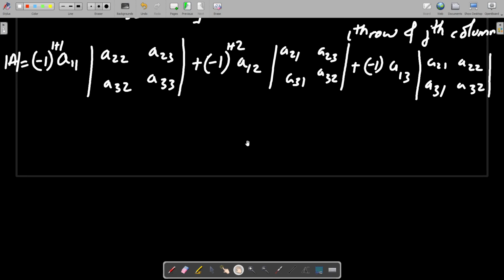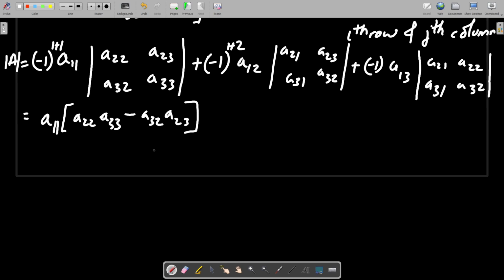Come, let us simplify this now. Minus 1 to the power 1 plus 1. So this is minus 1 the whole square, which will become plus 1. Okay, minus 1 the whole square is plus 1. So A11. This determinant I'll calculate. I know how to find a 2 by 2 determinant. So this will become A22 into A33 minus A32 A23.